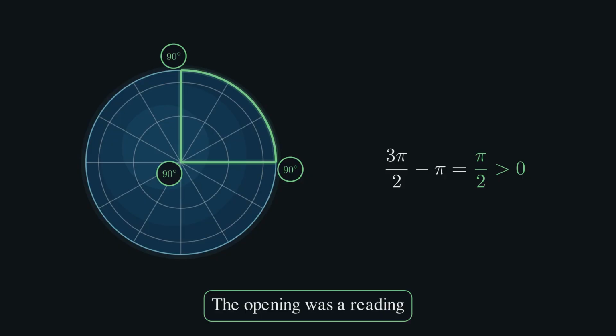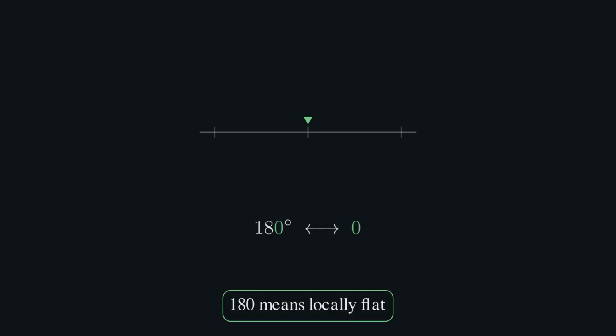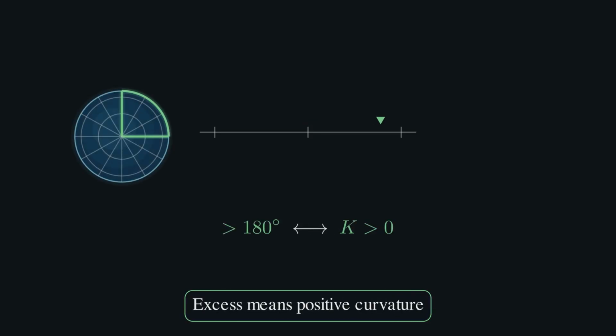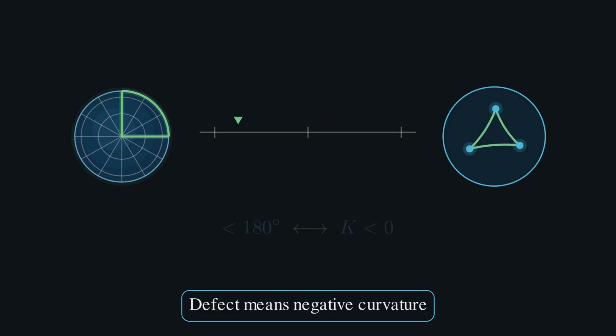The original 3 right-angle triangle was not an exception to geometry. It was a large, unmistakable positive curvature measurement. 180 degrees is not the universal definition of a triangle. It is the 0 reading for a flat supporting geometry. If geodesic angles total more than 180, the enclosed region has positive integrated curvature, as on the sphere. If the total is less, the region has negative integrated curvature, as represented by the Poincare disk triangle.